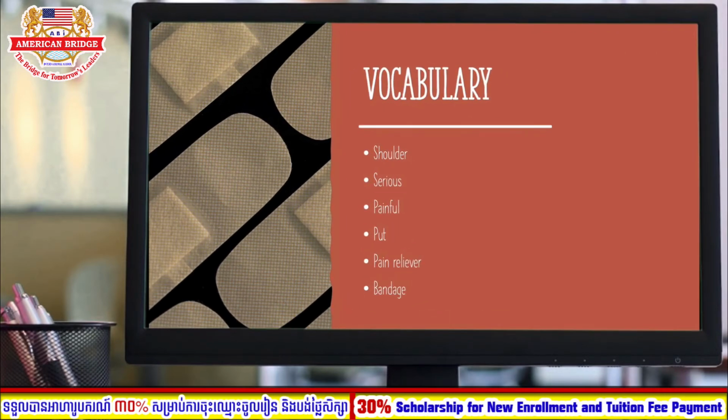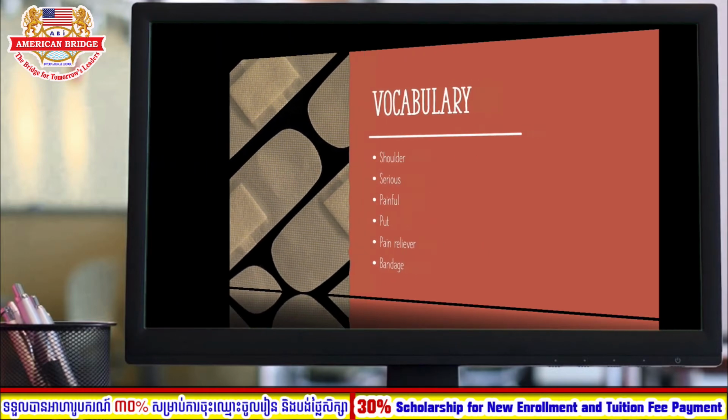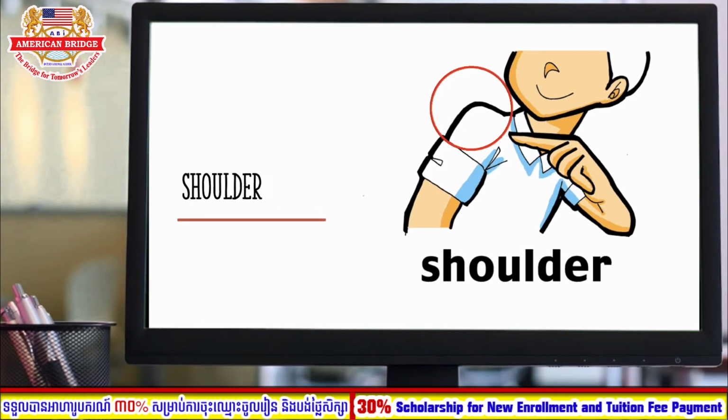So these are the vocabulary. Some of them are very easy for you. For example, like the word shoulder, you already know this word. It is from the beginner level. However, some words are a little bit less used. So let's explore all the words together. So the word shoulder, it is the upper part of your arm. We call it shoulder.